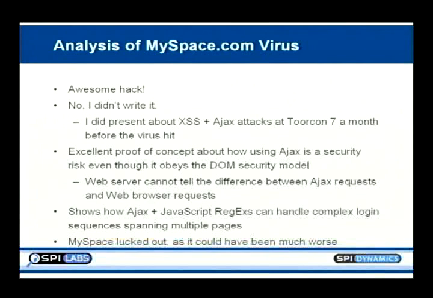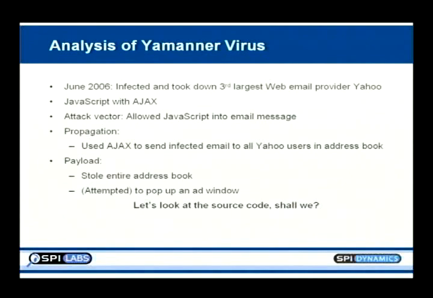MySpace really lucked out because it could have been much worse. Well, how much worse? Well, let's go ask Yahoo because they just got nailed about a month ago. In June 2006, this infection took down the 3rd largest web mail provider. It was JavaScript with AJAX. The attack vector was there was JavaScript that got inserted into the message.